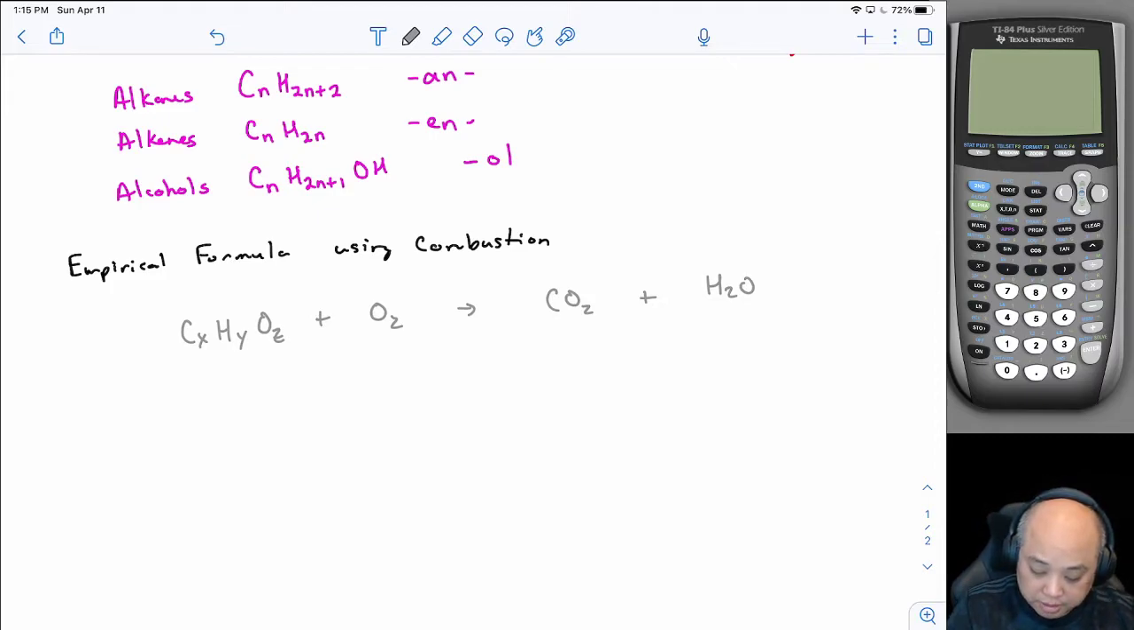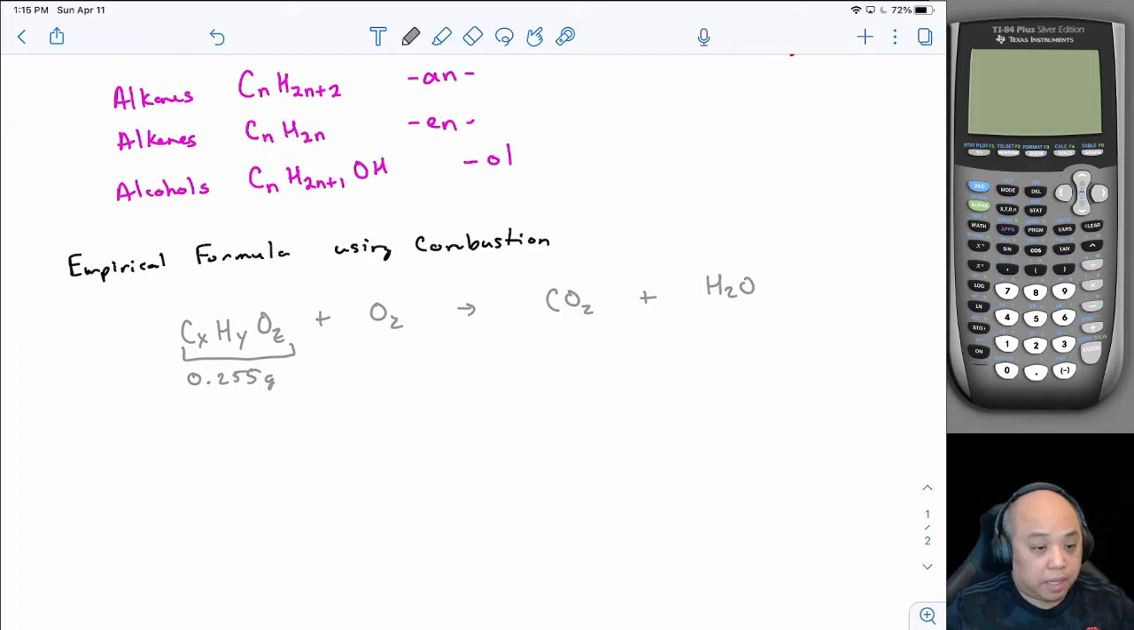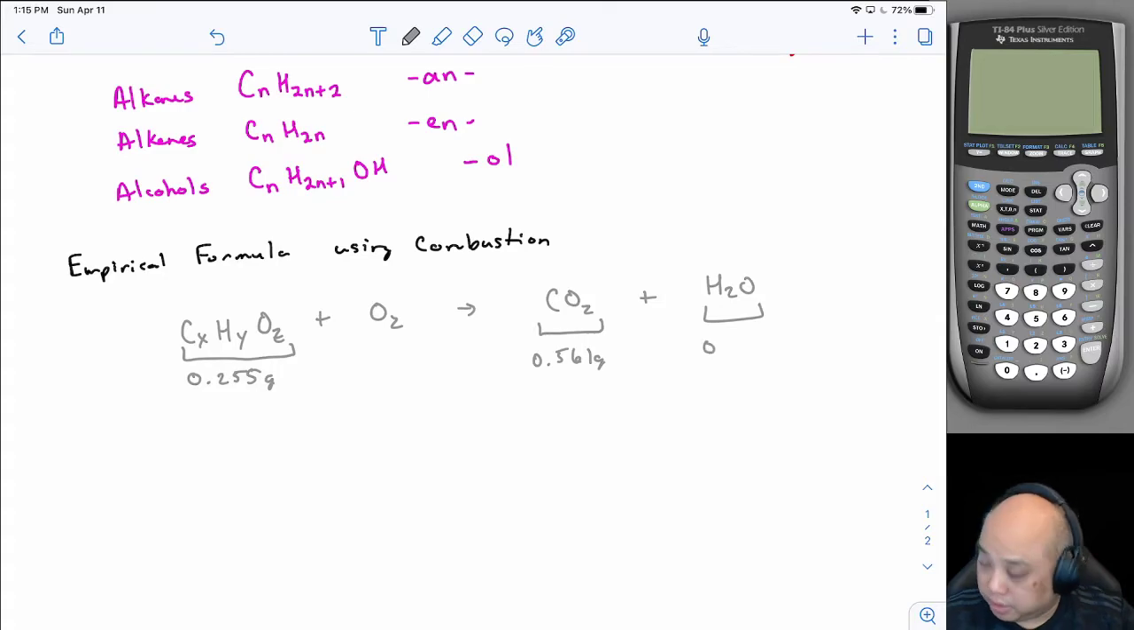And so what they might tell you is the sample we started with was 0.255 grams of this unknown hydrocarbon with oxygen compound. And that when we reacted it with oxygen, we produced 0.561 grams of CO2 and 0.306 grams of H2O.